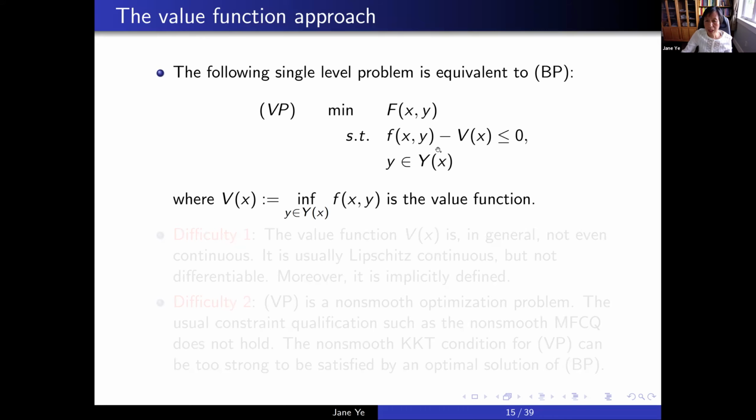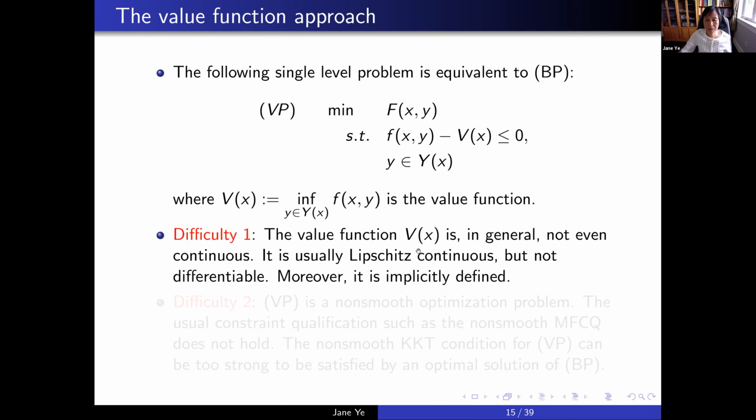So then there's another way to write a bilevel program using the value function. Now, even if we assume all functions like capital F, little f, and constraint g are continuously differentiable, this function may not be differentiable, and even worse, it's an implicit function. Right? How do you solve the value? So that's the first difficulty.